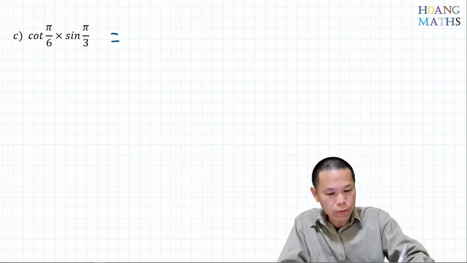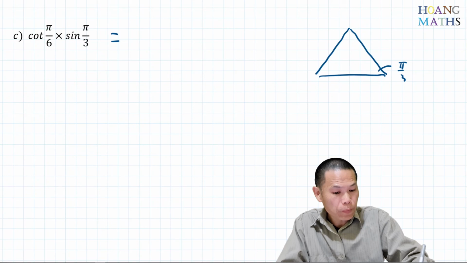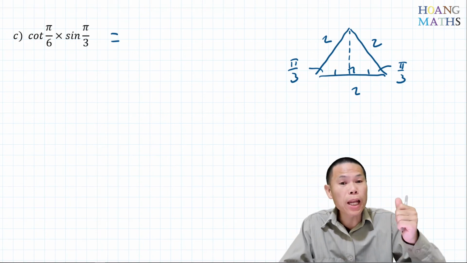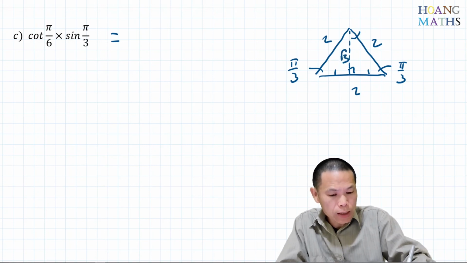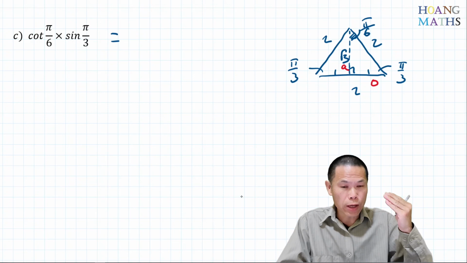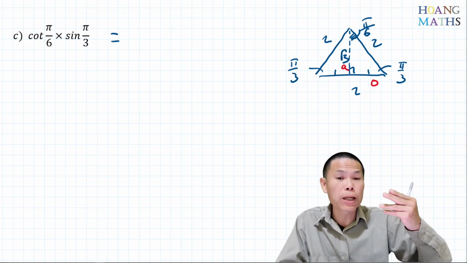Otherwise, let me just quickly draw it out for you. So we just quickly draw a diagram out. So pi over 3, pi over 3, and then 2, 2, and 2. And this is a perpendicular height. So this is 1, 1. To work out the perpendicular height, we just go 2 squared minus 1 squared, which is 3. So this is root 3. And this is pi over 6. So we need to work out tan of pi over 6. See pi over 6 here? So tan of pi over 6 is opposite over adjacent, so 1 over square root of 3. But cot will be flip that, so it becomes root 3 over 1.